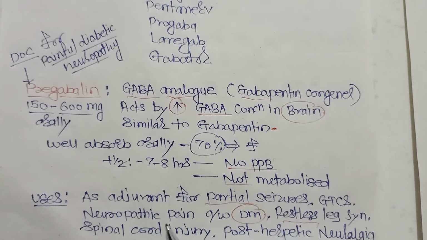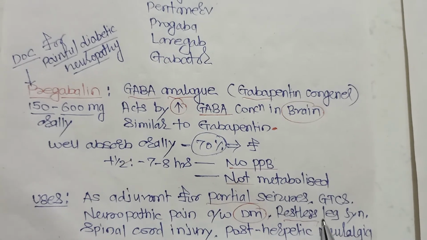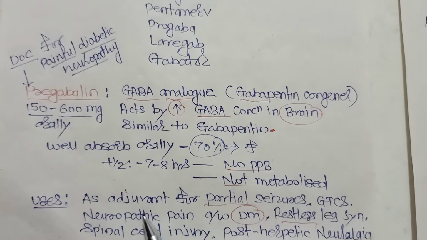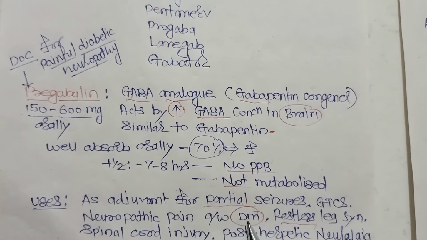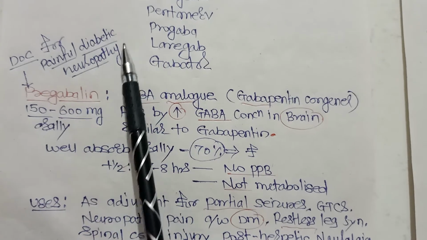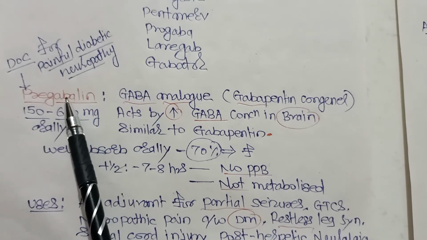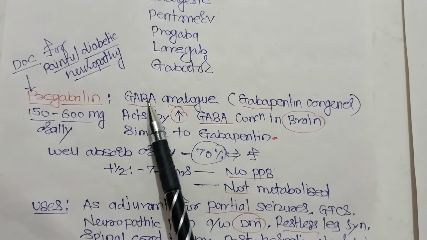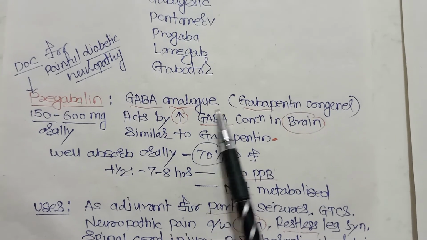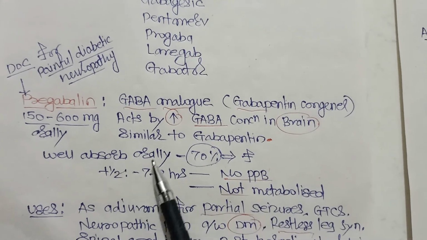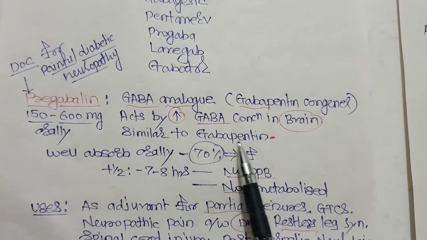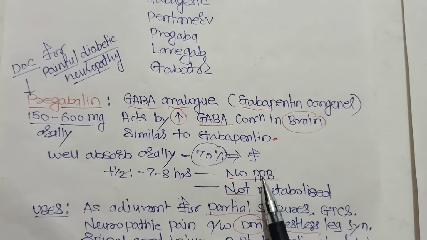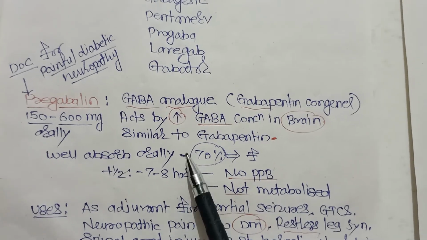It is also used in restless leg syndrome, spinal cord injury, post-herpetic neuralgia, and neuropathic pain associated with diabetes mellitus, or painful diabetic neuropathy. It is the most commonly used drug nowadays, Pregabalin, which is a gabapentin congener or GABA analog. Mechanism of action is almost similar. Pharmacokinetic properties: oral bioavailability 70%, half-life 7 to 8 hours, not metabolized, no plasma protein binding, and uses almost similar to gabapentin.